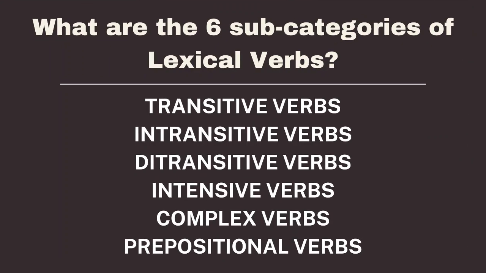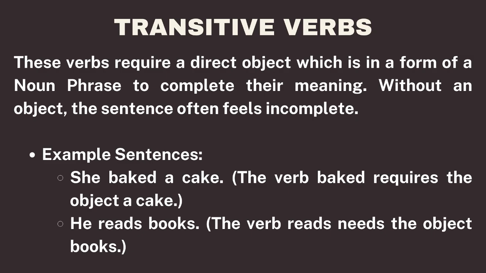What are the 6 subcategories of lexical verbs then? We have transitive verbs, intransitive verbs, ditransitive, intensive, complex, and the last one, prepositional verbs. First, let's talk about transitive verbs. These verbs require a direct object which is in a form of a noun phrase to complete their meaning. Without an object, the sentence often feels incomplete. Examples in sentences are the following. She baked a cake. The verb bake requires the object a cake. He reads books. The verb reads needs the object books for it to be meaningful.